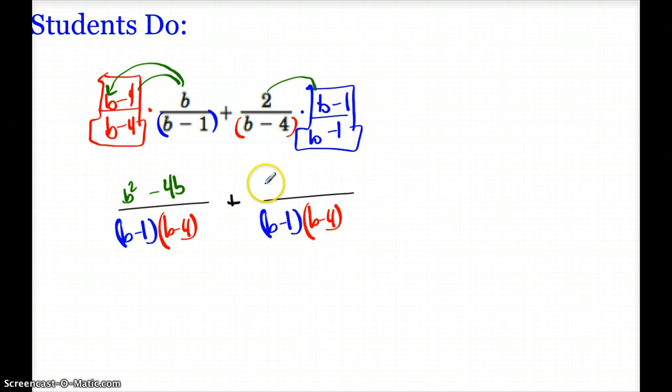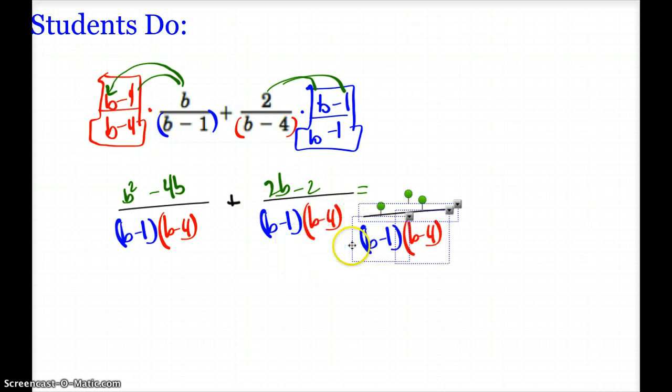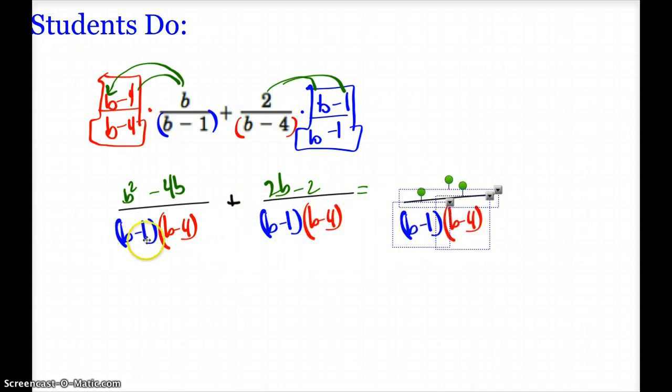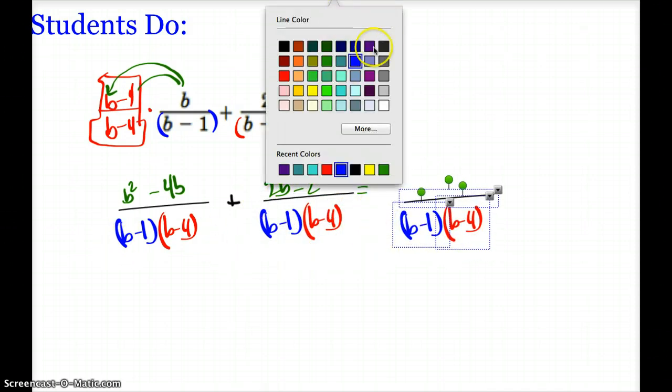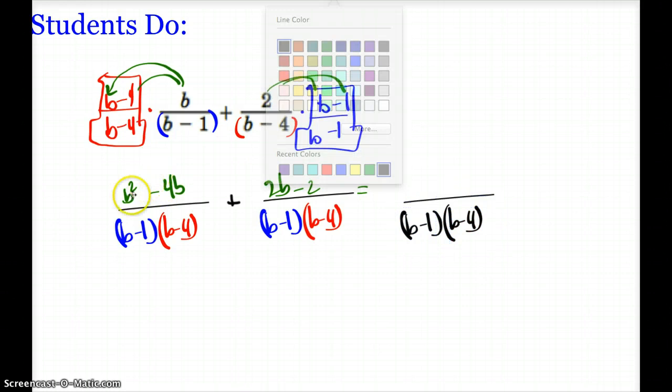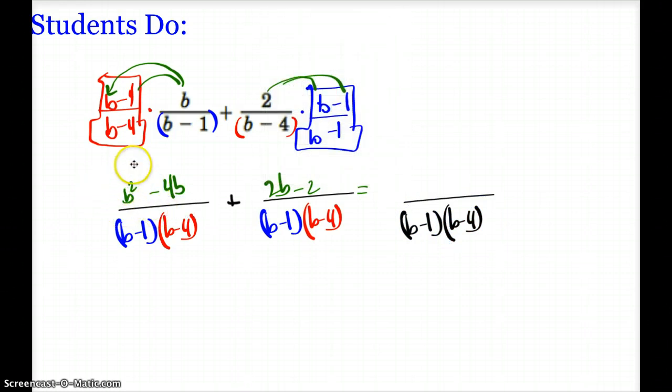Okay, so I multiplied the first one. I got b squared minus 4b. Here I'll have 2b minus 2. And then we'll combine everything. Our denominators, again, that's the whole goal, the denominators to be exactly the same all the way throughout. On top we'll have b squared, because that's the only b squared there is. Negative 4b and positive 2b make negative 2b, and then minus 2.